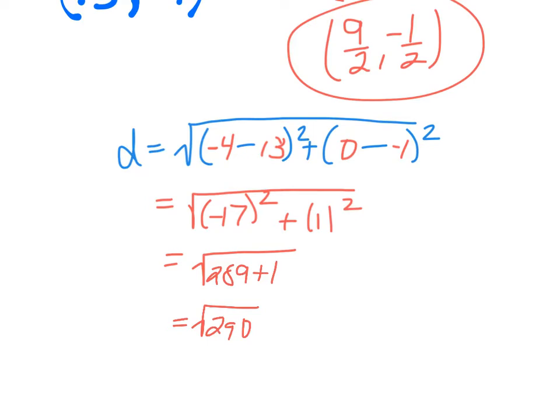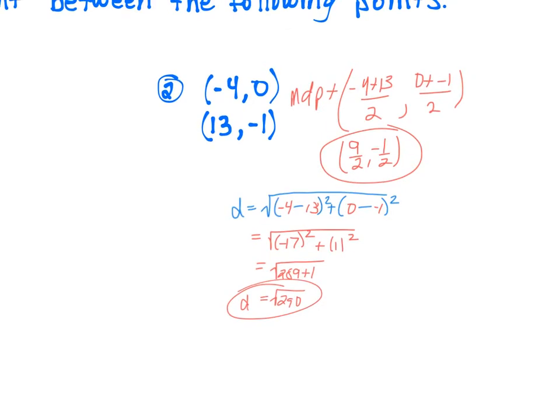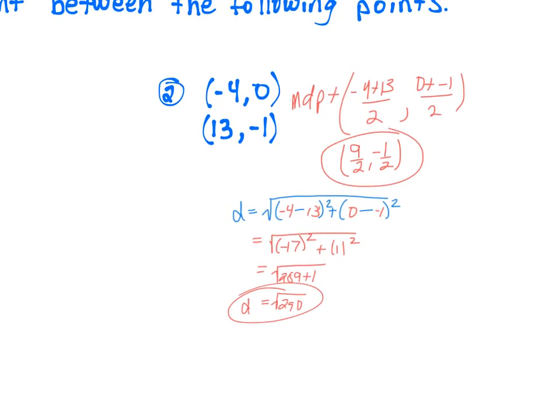And then we have to see, does 290 break down? I believe it does. 10 goes into it, so you make 10 times 29. But are either of those perfect squares? Okay, so there's your distance. Again, on the quiz, I didn't give you any numbers that are big like that. Just concepts. Doesn't 2 go into it though? But 2 is not a perfect square.